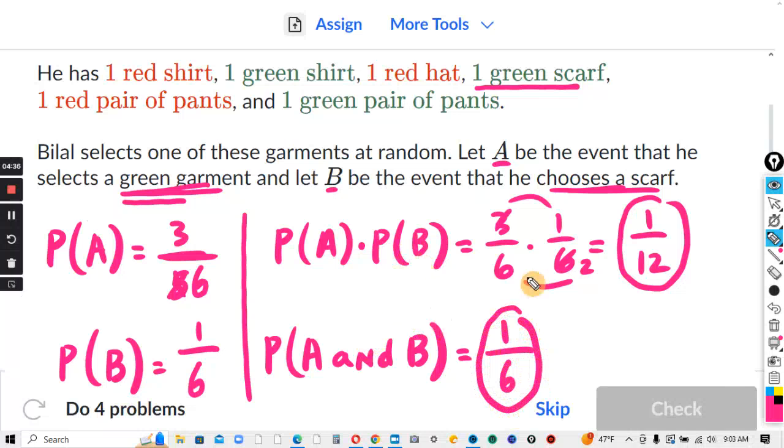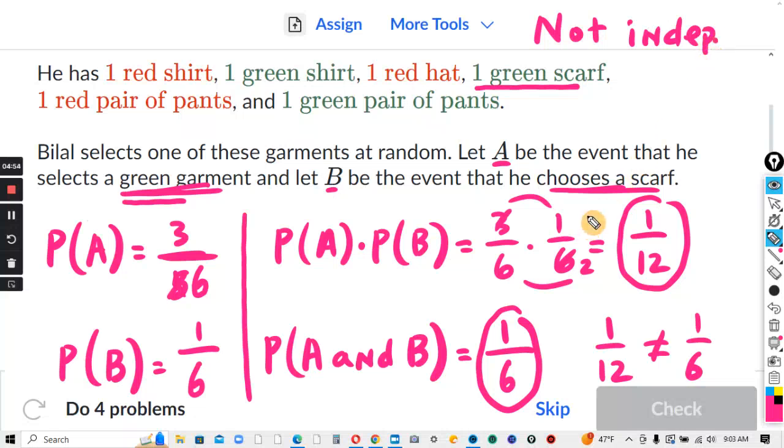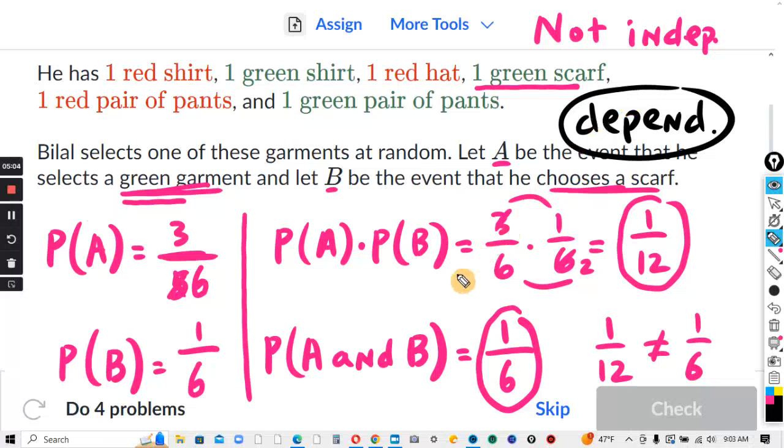All right, so these are not equal. 1/12 does not equal 1/6. So these are not independent. Okay, so that makes them dependent. And that should be the final answer, if I'm not mistaken. That makes them dependent on each other.